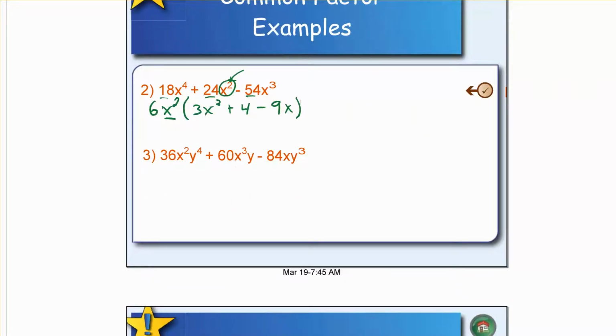So looking at this one, again, I might not know right away what goes into all of them. It might not jump out at you. Try it with your calculator a bit. 12 goes into all 3 of these. So I'm going to write down 12. And now I've got x's and y's. What I need to do is look at just the x's first and see, okay, which of these x's has the smallest degree. That's this one, because it's really x to the 1, right?